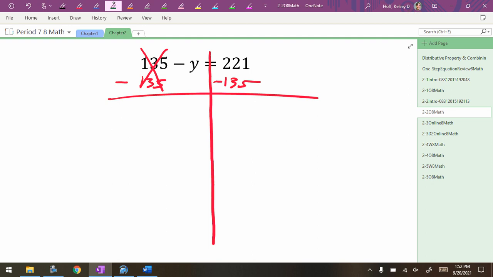Negative y equals 86. Boom, you didn't even fall for it. Negative y, and this is where Miss Hoffs always puts that 1 in front of there. You tend to not lose that negative if there's a 1 there. Can I quit and circle this? Am I done? Why not? Am I done? I am.